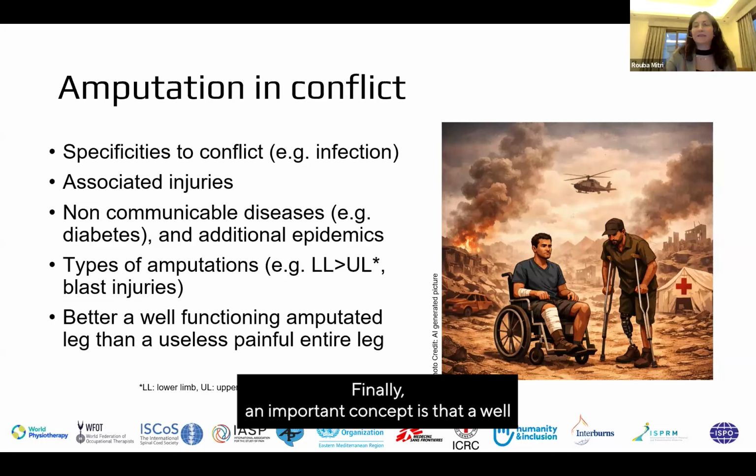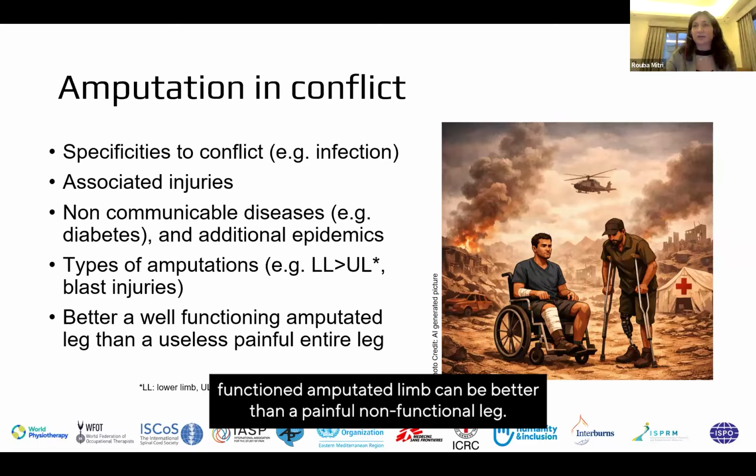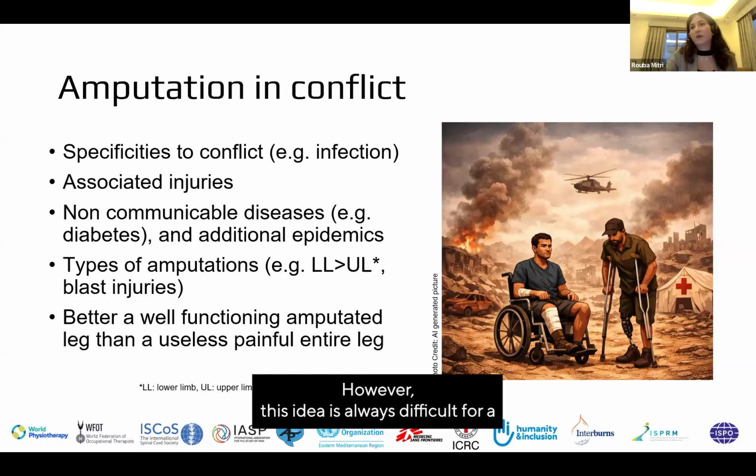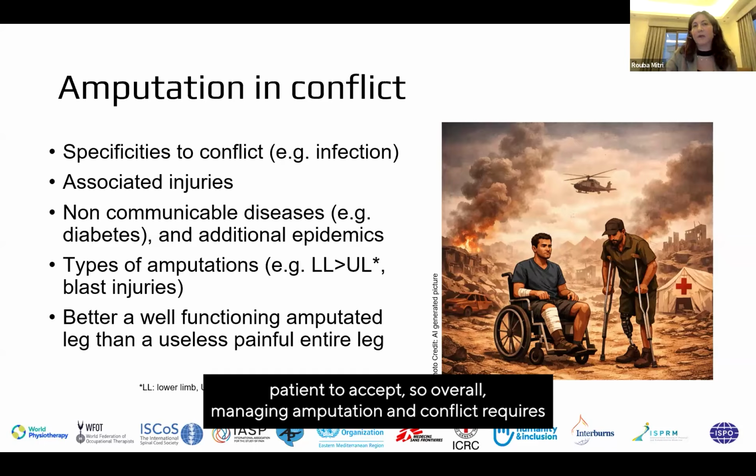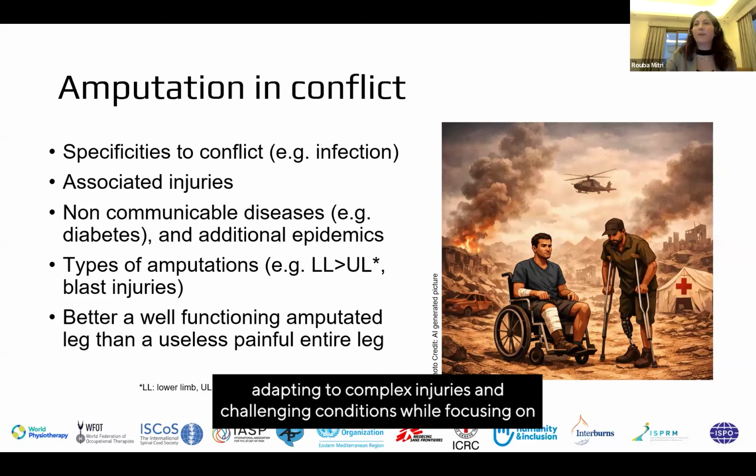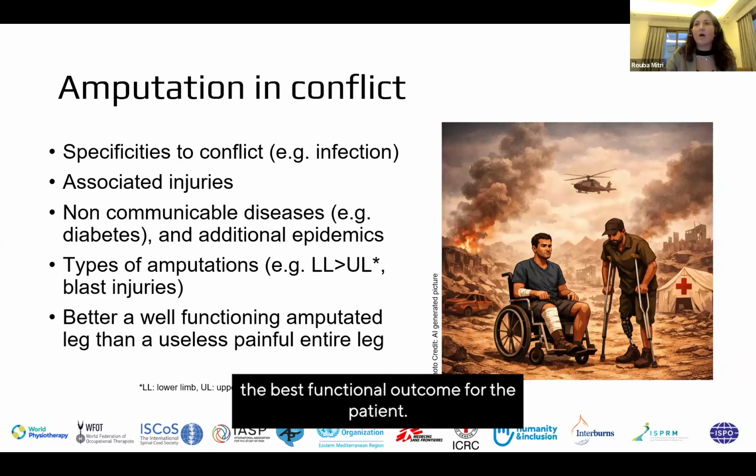Finally, an important concept is that a well-functioning amputated limb can be better than a painful, non-functional leg. However, this idea is always difficult for a patient to accept. So overall, managing amputation in conflict requires adapting to complex injuries and challenging conditions while focusing on the best functional outcome for the patient.